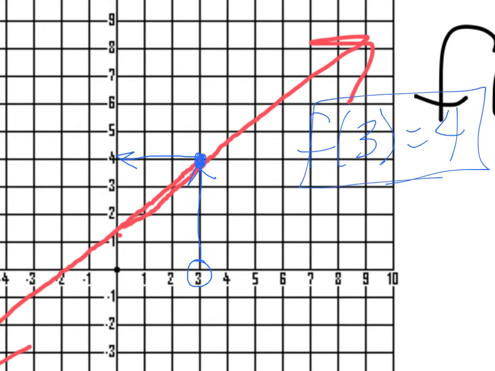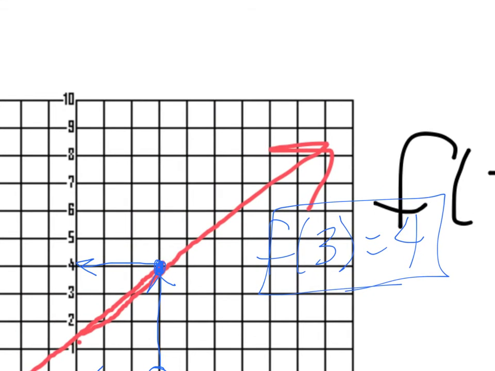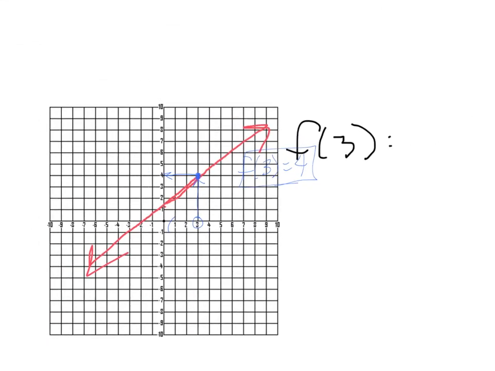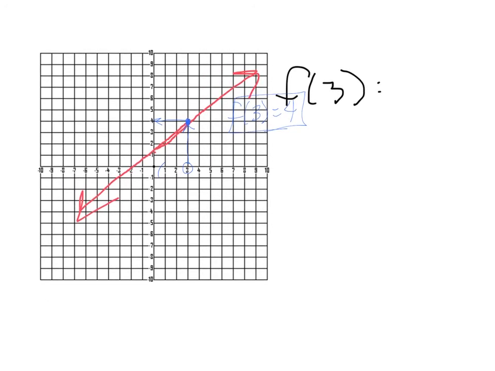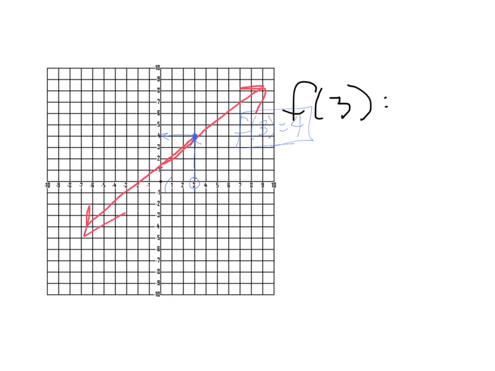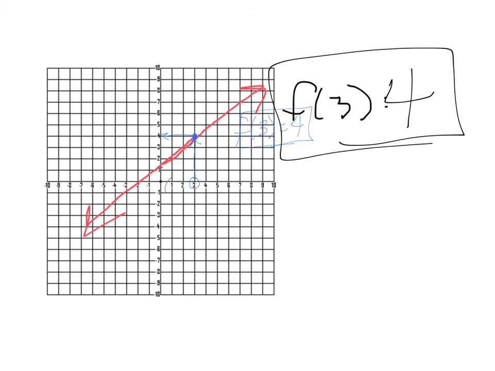Remember, function notation is the same thing as a coordinate point. All right. So let me zoom this back here a little bit. Okay, so I know now that f of 3 here is 4. So let's go ahead and put that up here at this point. So if f of 3 is 4, now look at what else we can find.